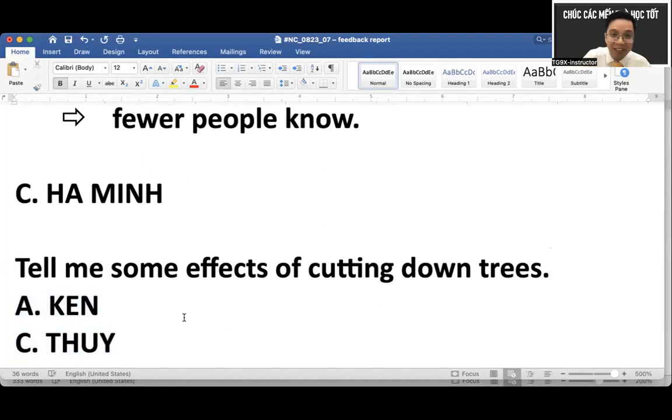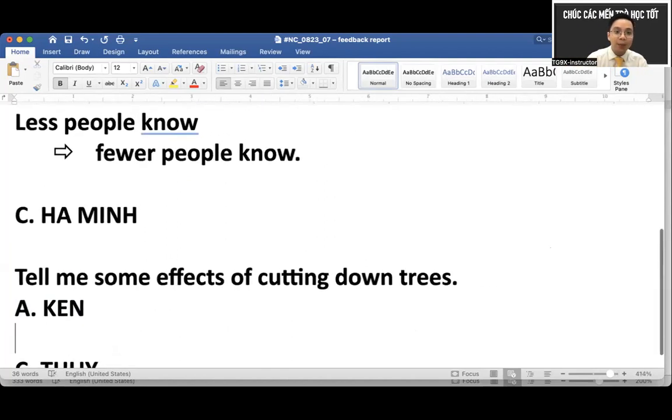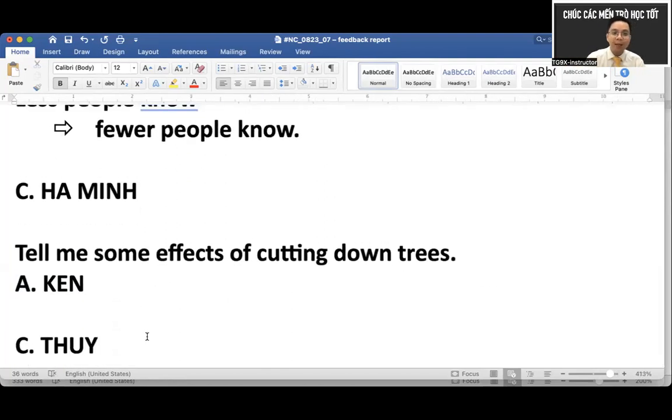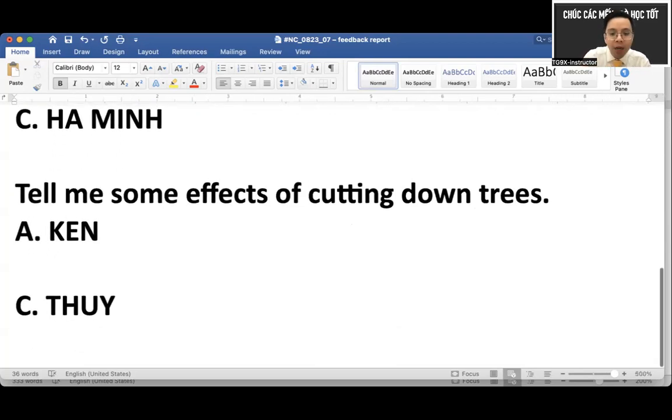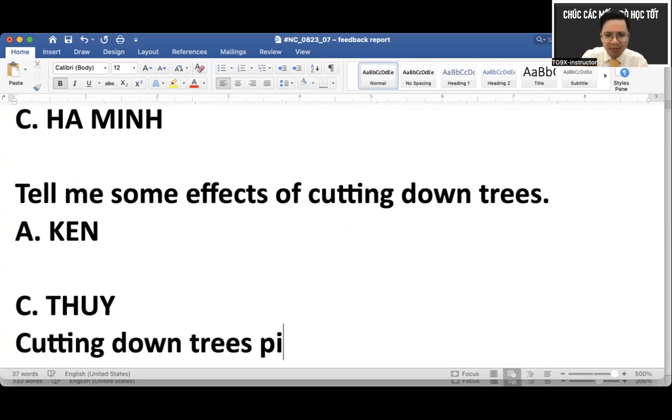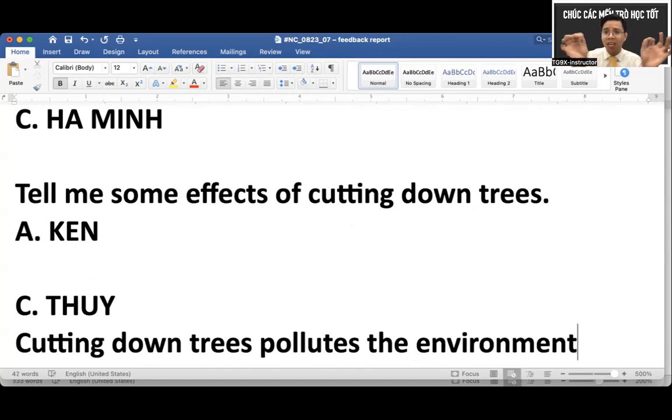Okay, I will talk first. Environment. Right, and Ken first. Cutting down trees pollutes the environment. Tell me more about it. Why? Why is that? I don't see the relationship.